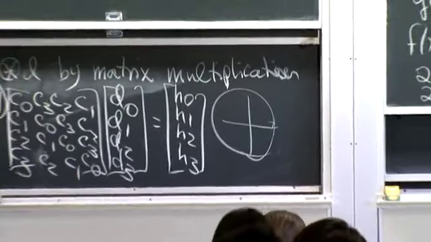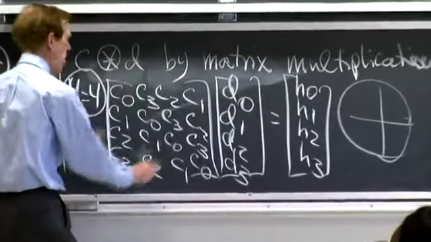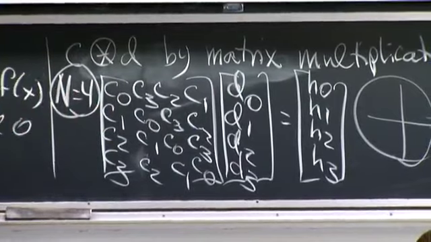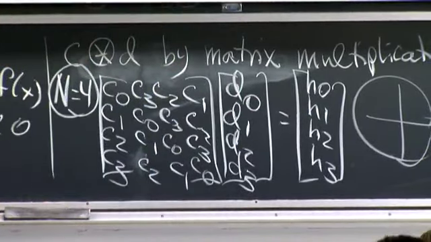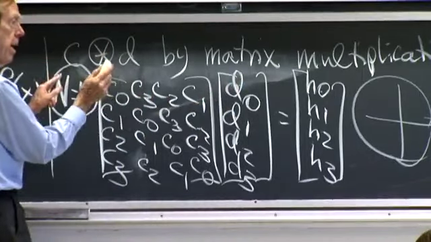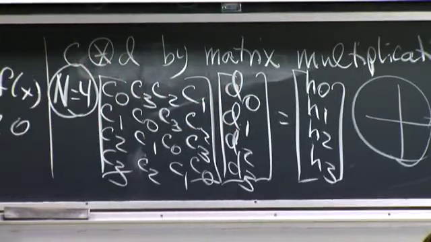Can you look and see that this is the right formula for H naught? H naught is C naught D naught. Where does that come from? Remember, H naught is the coefficient of z to the 0 power in the answer. So it comes from C0 D0, the 0th power in the input. And then why is there a C3 D1?